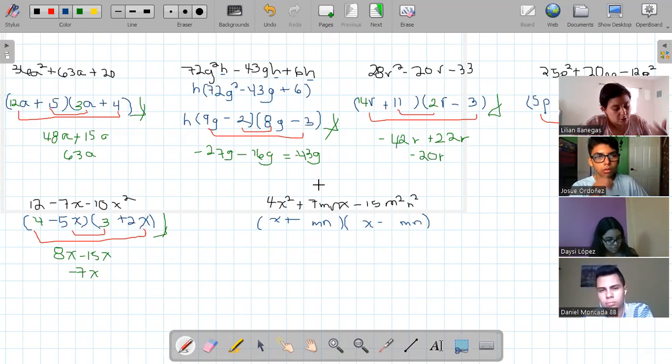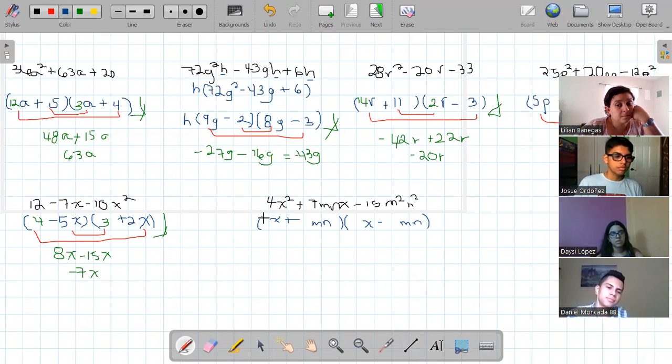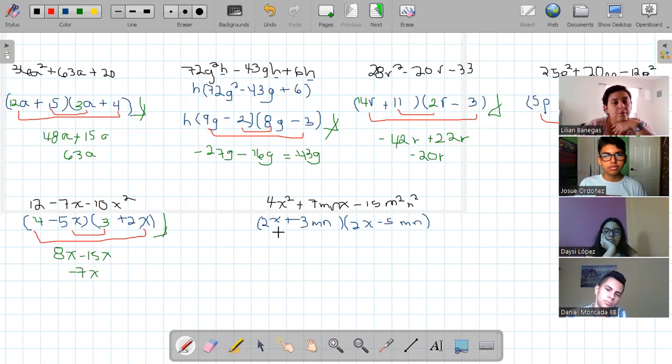Now, what number multiplied by another will give me 4? 2 times 2. What number multiplied by another will give me 15? 3 and 5, or 5 and 3. Okay, so now we prove. Remember, we only have 3 and 5 or 5 and 3, and then 15 and 1. Those are the only ones that can give me 15.